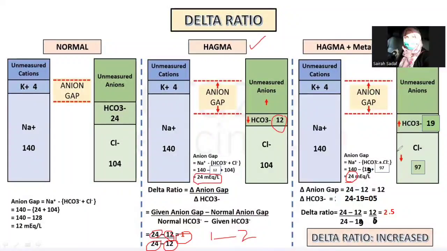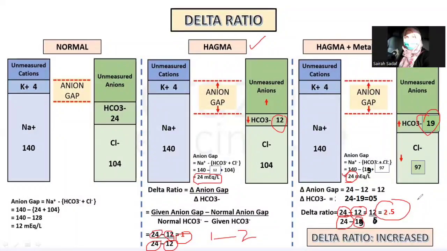Okay. Now, after putting all the values here, let's see what we get. This is the 24. 24 is the calculated value of anion gap. The 12 is the normal value of anion gap. Now, what is 24? 24 is the normal value of bicarb. And what is 19? 19 is the bicarb that we get on ABGs. After putting this value, we got an answer of 2.5.